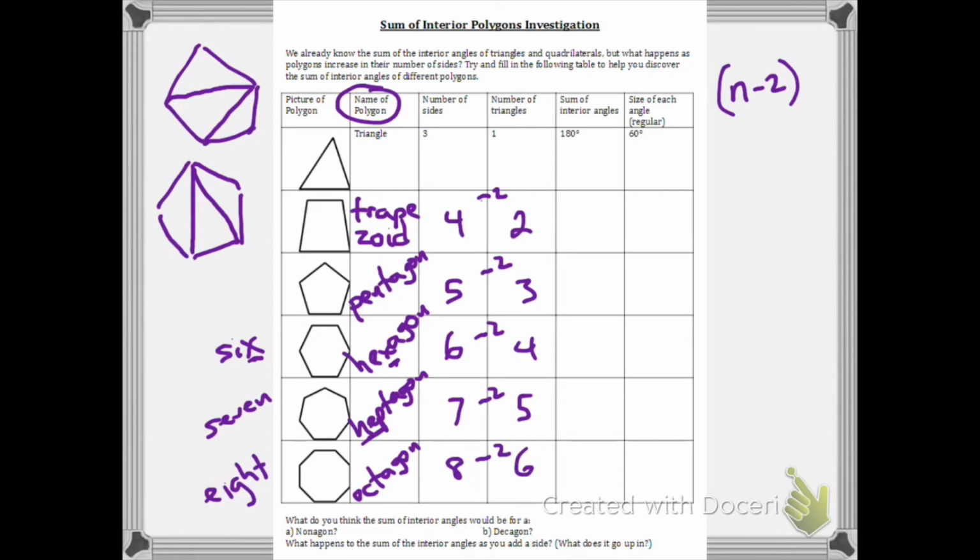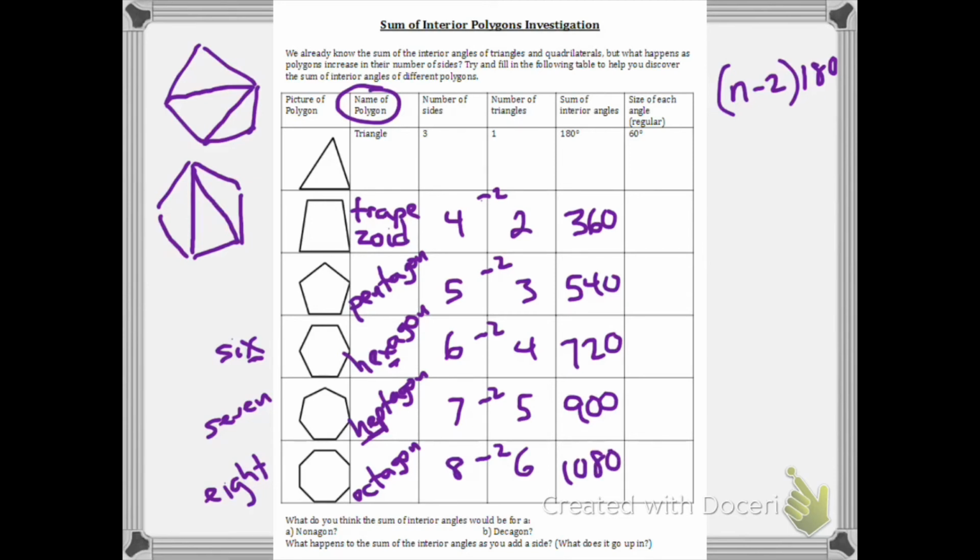Now, if we just tack on multiplying it by 180, we have 2 times 180, 360. 3 times 180, 540. 4 times 180, 720. 5 times 180, 900. And then 6 times 180, 1080, and so on and so on.